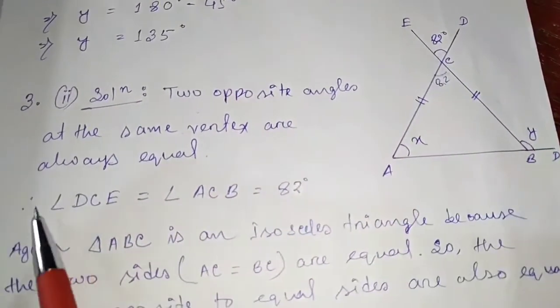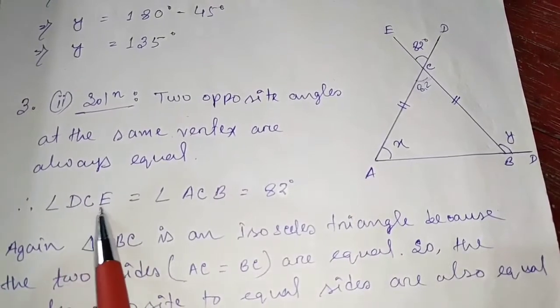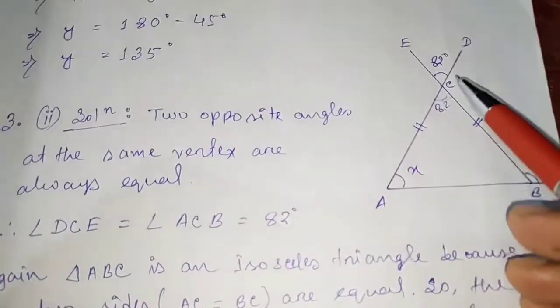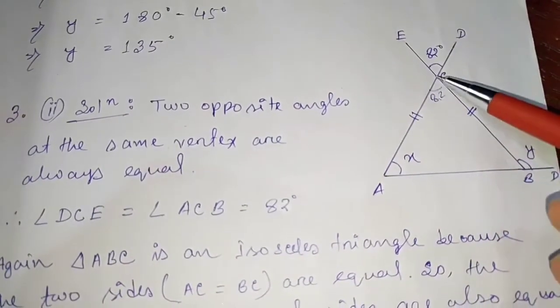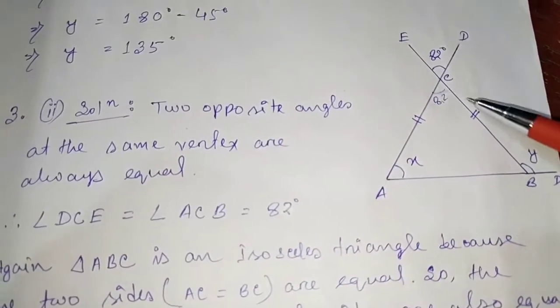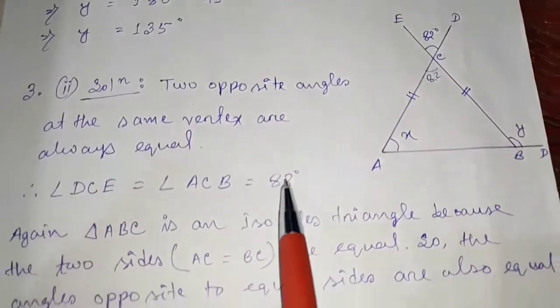Two opposite angles at the same vertex are always equal. I told you, therefore angle DCE is equal to angle ACB, which means both the angles are equal and both are 82 degrees. Clear?